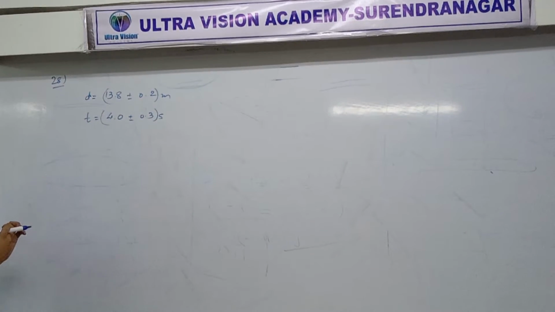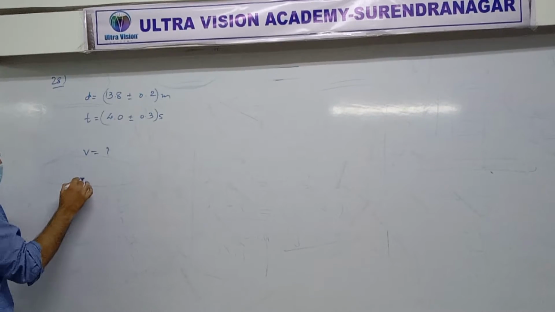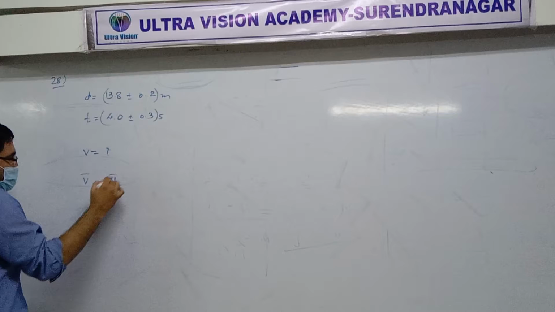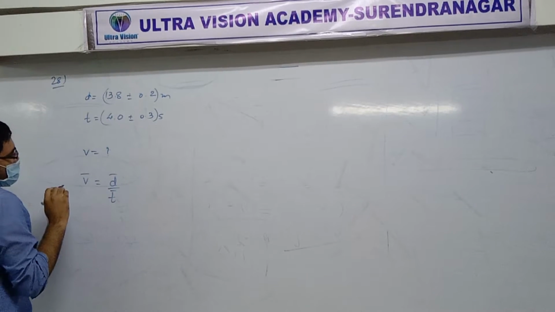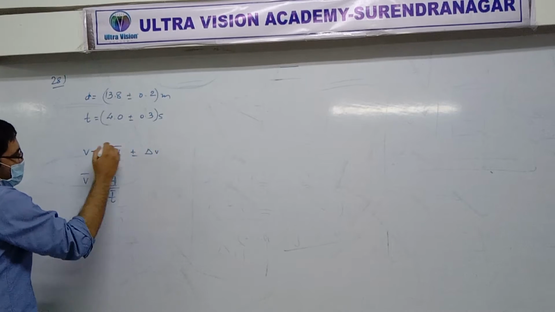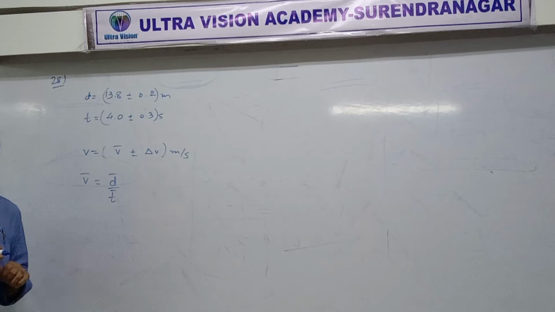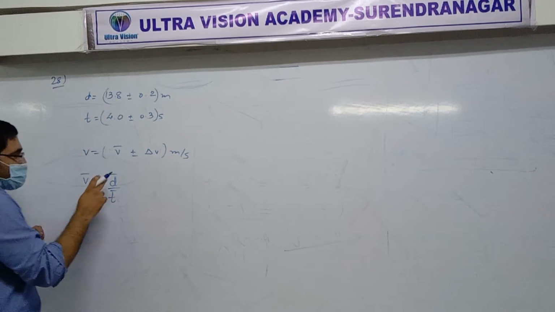Okay. So now we want to find V, velocity, right? So first of all we find V bar. V bar equal to D bar by T bar. Yes or no? Yes. See, why am I finding that? Because ultimately we are supposed to report it like this based on the options. Options are given in this format, not in the percentage. So V bar equal to D bar by T bar.